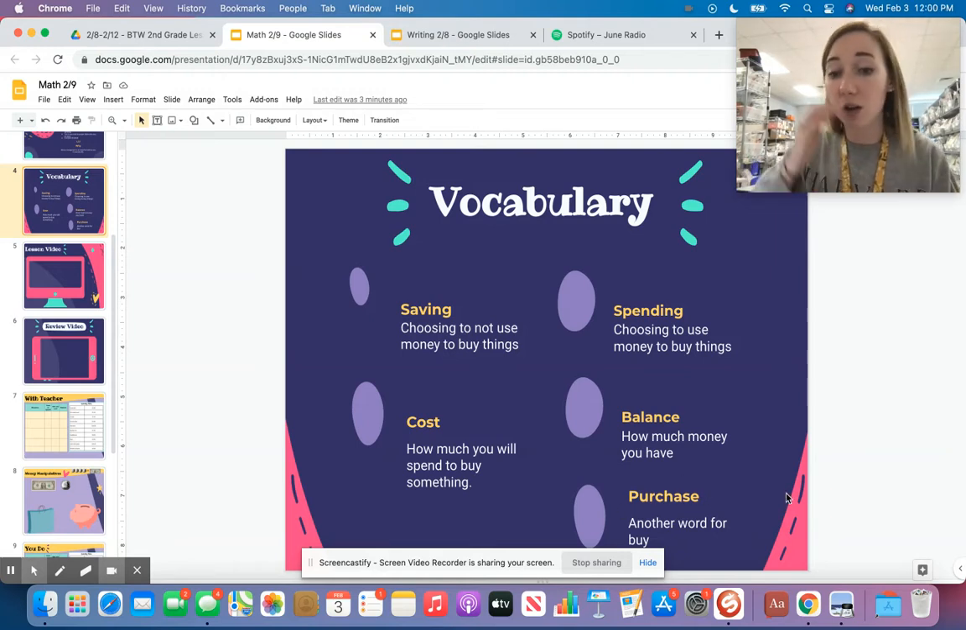And then the last word I want to talk about is purchase, which is just another word for buy. Like if I say I purchased this, that means I bought it.